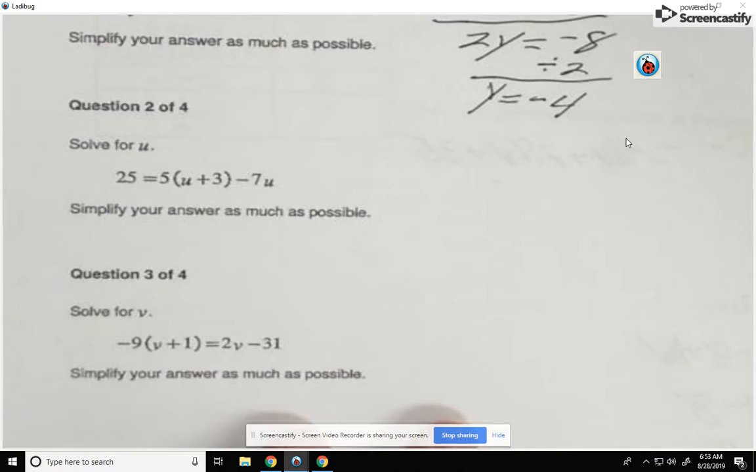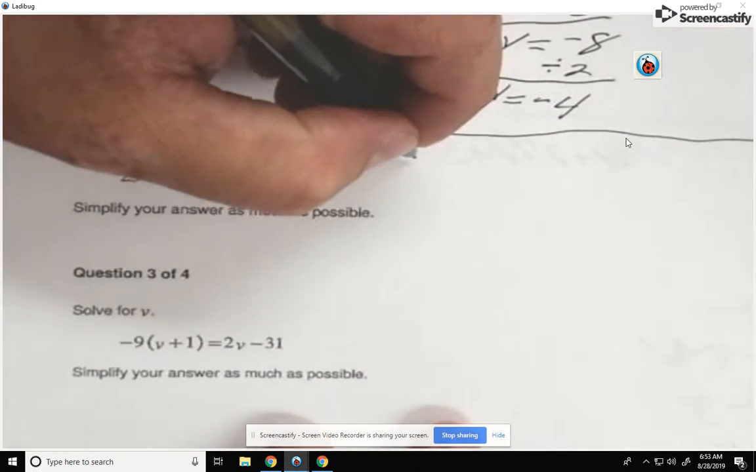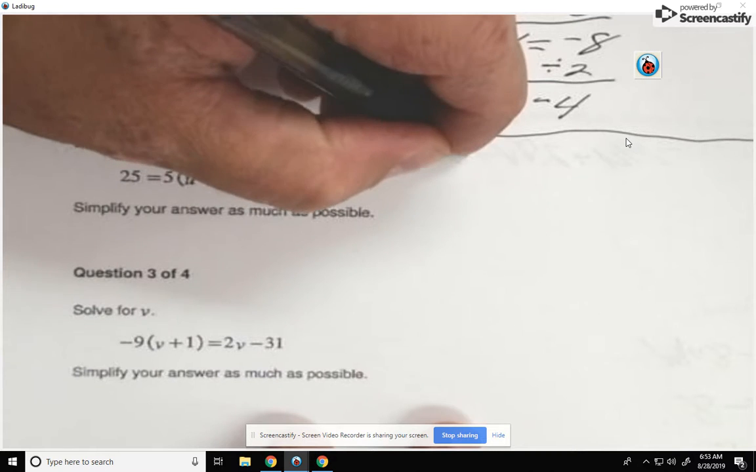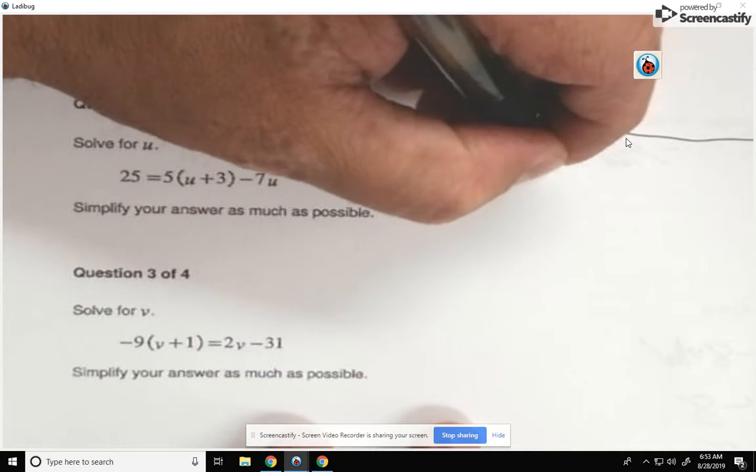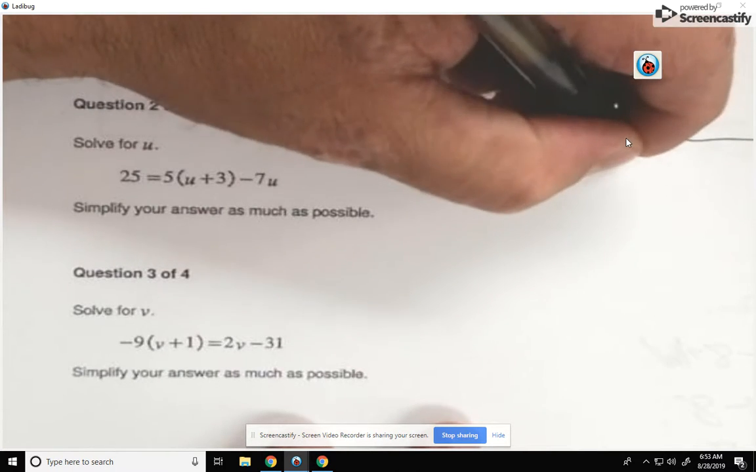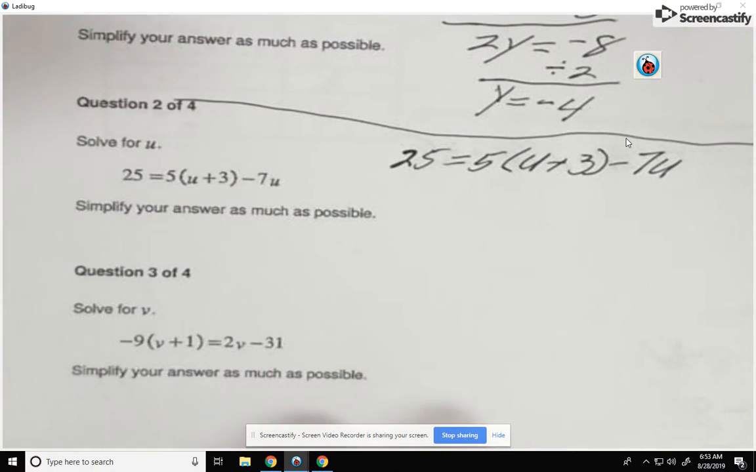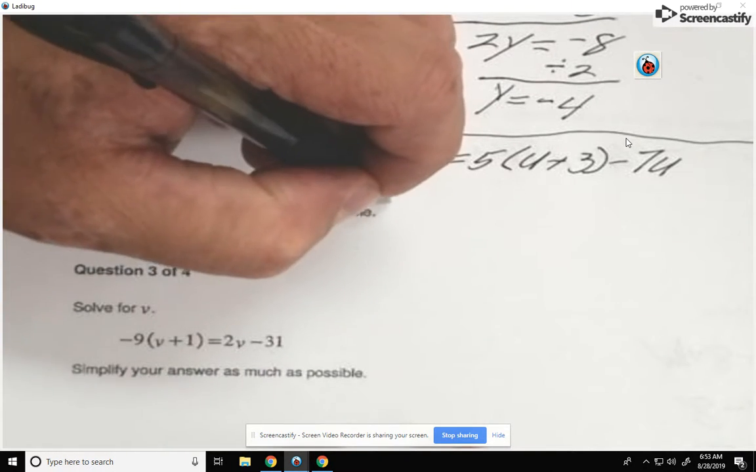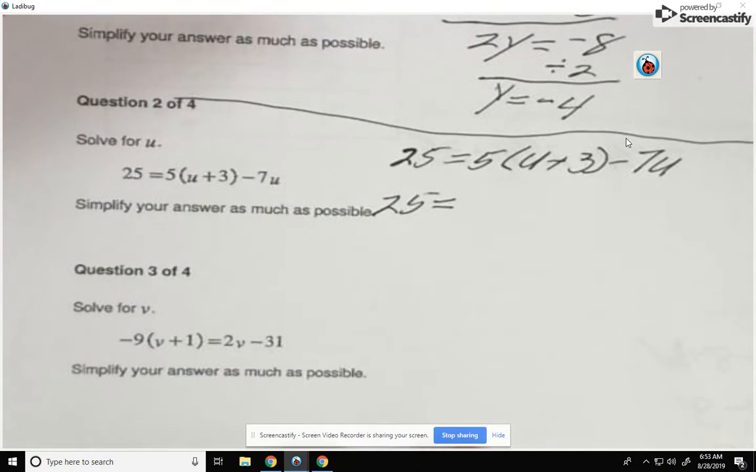Okay, question 2 gets a little bit harder, but not bad. We have 25 equals 5, parenthesis, u plus 3, minus 7u. So with these problems, you want to simplify each side as much as possible. Our left side is 25, so we really can't simplify it. We just bring it down.